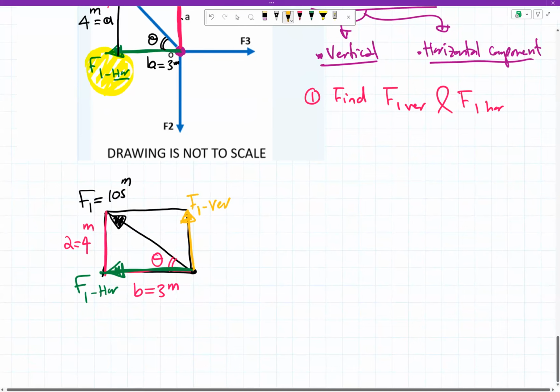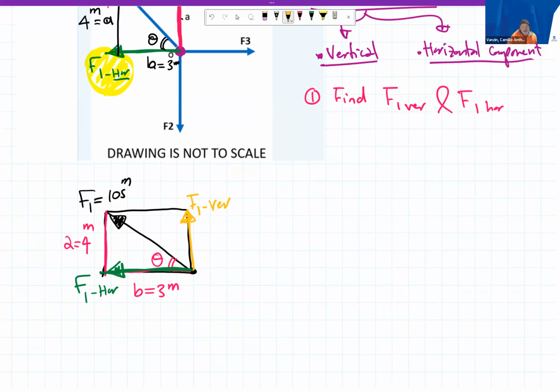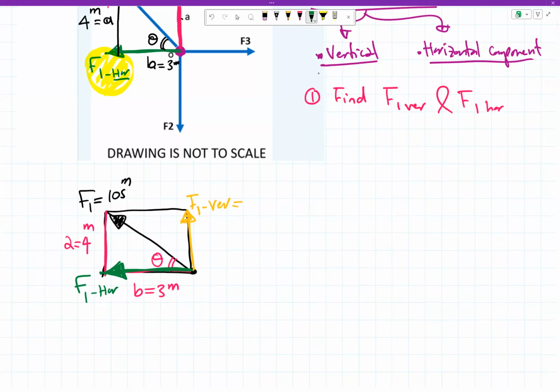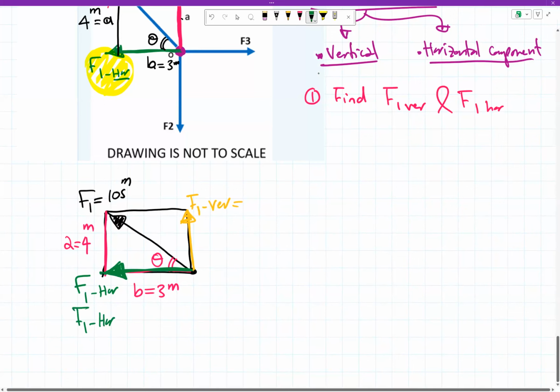How can we deal with that? We need to find the hypotenuse, to find F1 horizontal and F1 vertical using the trigonometry functions. Let's start with the horizontal component first. The horizontal component is close to the angle theta, right? So F1 horizontal will be equal to F1 times cosine or sine? That one will be cosine.